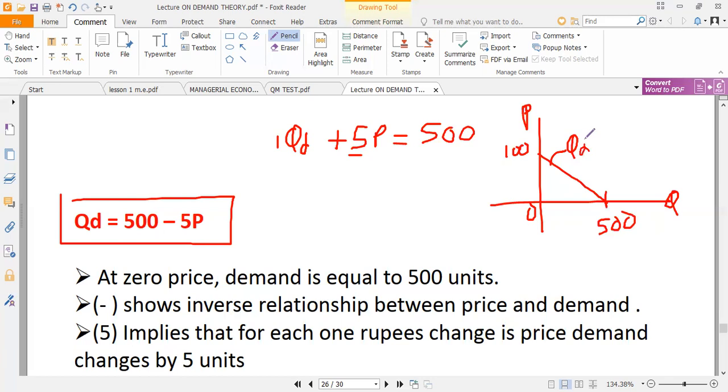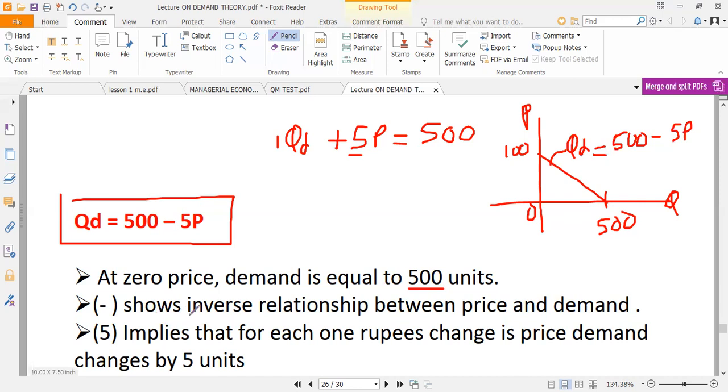So QD is equal to 500 minus 5P. When you put a 0 for P, our Q will be 500. That's it, 500 here. When our Q is 0, the P comes this side, we divide 500 by 5 to be 100. That's the other alternative. So at zero price, demand is equal to 500 units.